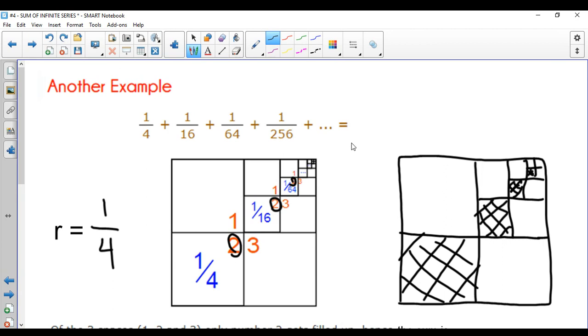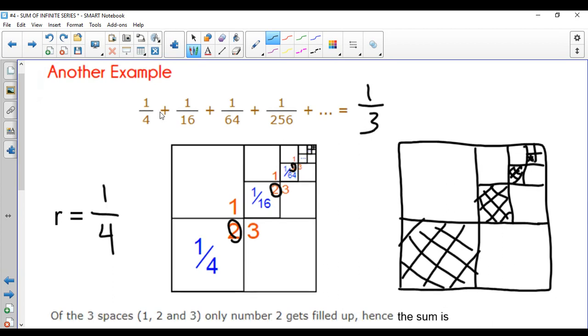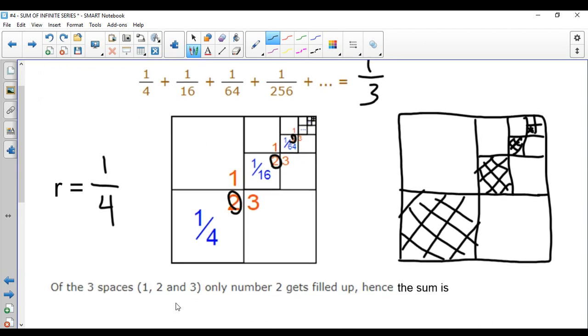What do you think it's going to be? Well, again, if you take a look at it, you'll see that it's only one of the 3 spots, and in repetition as we add, that is 1/3 of those 3 spots that always gets added that represents the terms. So of the 3 spaces, only the number 2 gets filled up. So therefore, this is actually going to add up to 1/3. Again, that's just a visual.